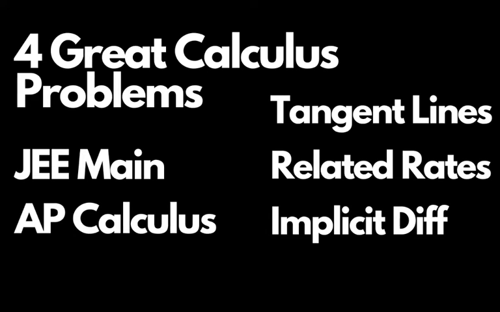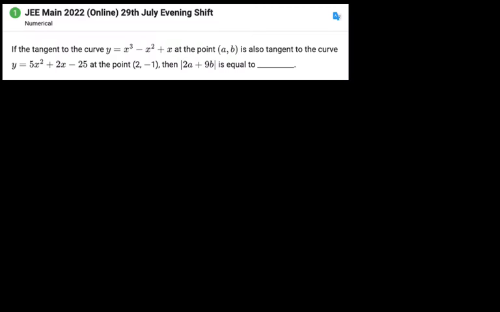In this video we're going to be doing 4 great calculus problems. The source for these is JEE Main. It's great practice for AP Calculus. I would say almost every problem that appears on the JEE Mains is harder than basically anything you'll see in AP Calculus, but it could just be my perception because the questions are very different. The topics that we're going to cover are tangent lines, related rates, and then implicit differentiation is going to show up quite a bit. So let's take a look.